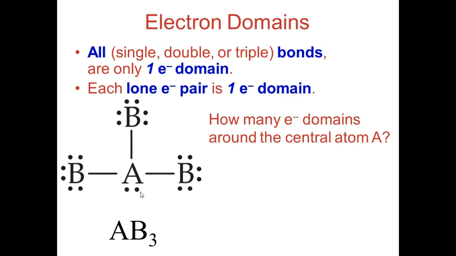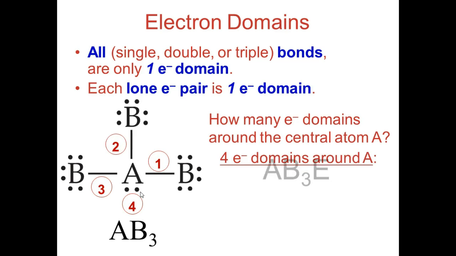And again, we just answer this question. And so 1, 2, 3, and then 4. So when we write the electron domain like a little formula, A is the central atom, B is the number of bonds, so we have 3 bonds in this case, and E is the number of lone pairs, so we have 1. So we write AB3, because 3 bonds, and then E.